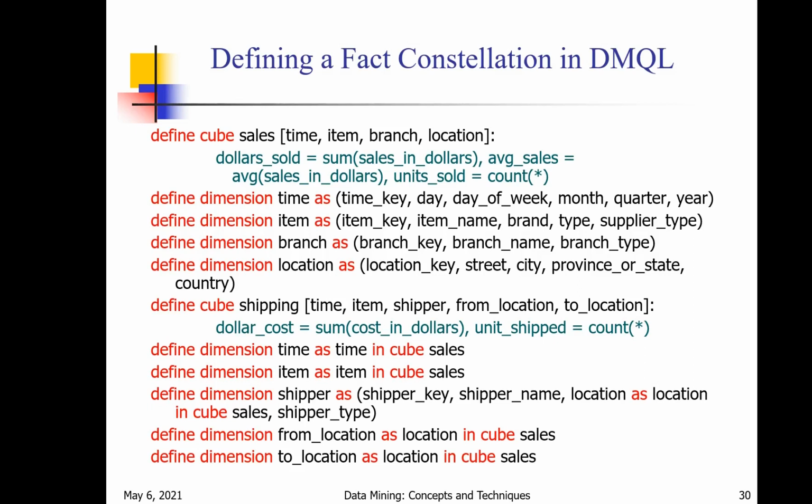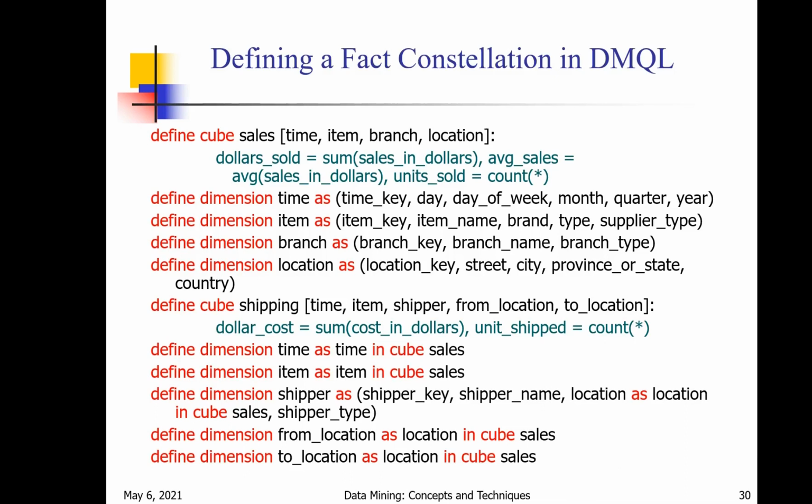Here we are having another fact table. We have to define that also. Define cube shipping of time, item, shipper, from location, to location. So the measures are dollar cost, unit shipped. These are the measures for this shipping fact table. Define dimension time as time in cube sales. Here we will not write the code again for this time dimension table. Again, no need to define it, so already we defined it here.